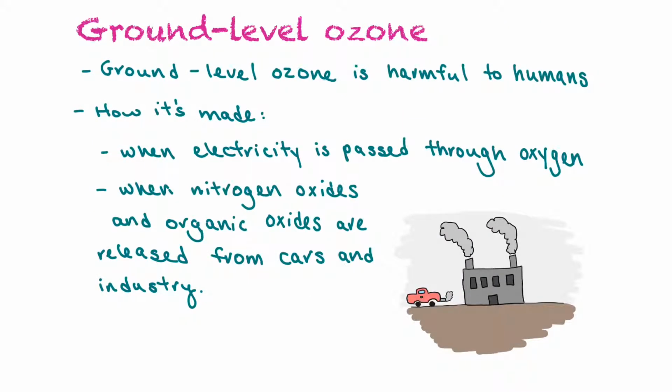Now, ground level ozone is harmful to humans. There are a few ways it can be made. It can be made when electricity passes through oxygen, like in an electrical storm, or when nitrogen oxides and organic oxides are released from cars and industry. So we really don't want to have a lot of ground level ozone because it is dangerous.